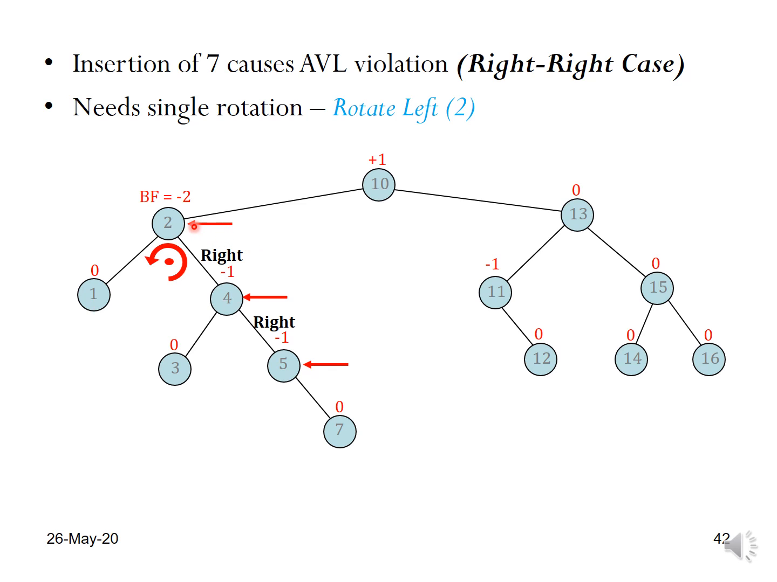Now we will focus on this node because it has balance factor minus 2 and the inserted node 7 is here. So this is the right case. We will consider only these three nodes, 2, 4 and 5. Because this is the right case, we will perform a single rotation, which is a left rotation, so we will rotate this 2 to the left. So this 2 will come in the left like this.